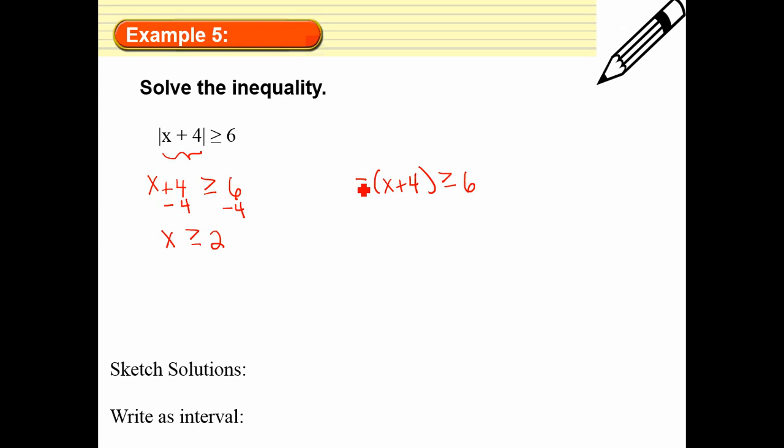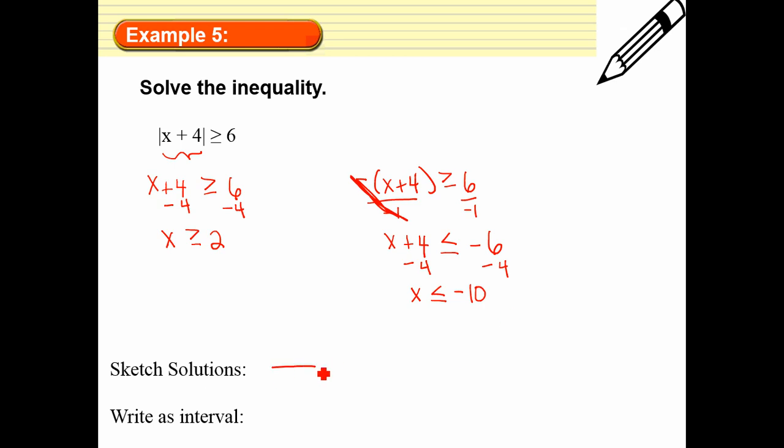I told you I'd show you how you don't have to distribute. This is negative 1 times this. If you want to divide by negative 1 right away, that would cancel that part out, and you'd have x plus 4. Be careful when you divide by a negative, though. You still have to flip that sign around, and this side becomes negative 6. So we'd subtract 4 here. You'd have x less than or equal to negative 10.